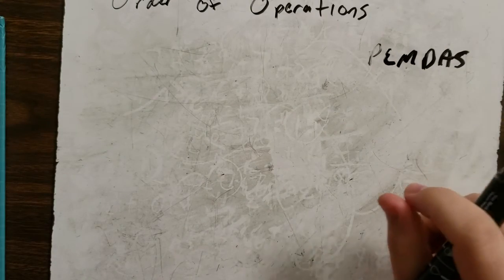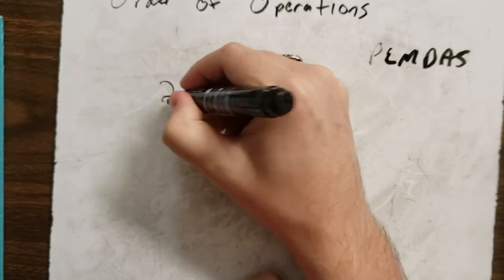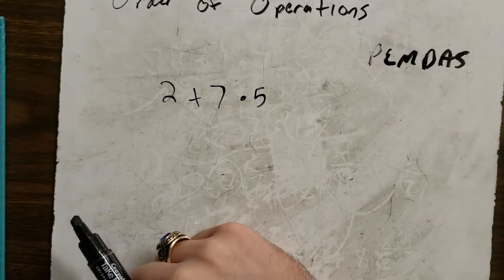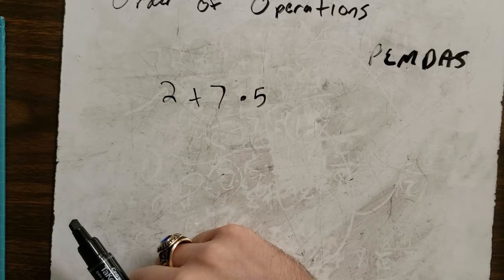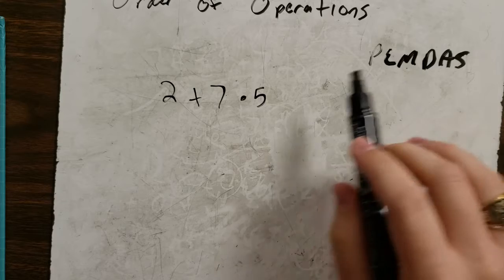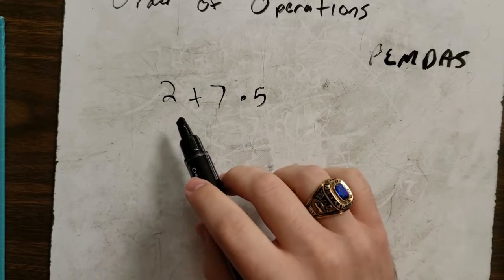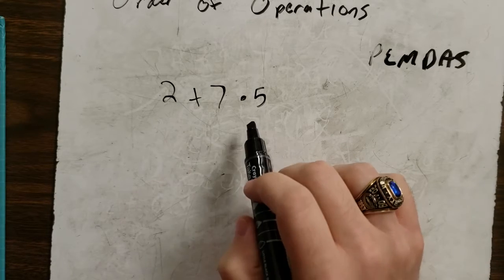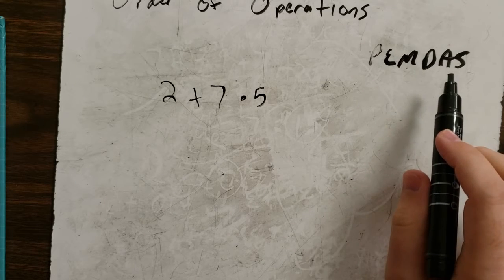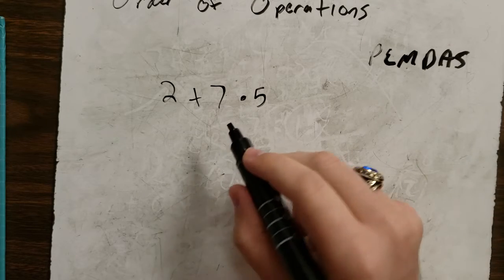Let's try a different one. 2 plus 7 times 5. Once again, we look: no parentheses, no exponents, but multiplication we have right here. Now, notice that our addition does come before the multiplication, but order of operations says we must do the multiplication before we do the addition. So, let's do our multiplication first.